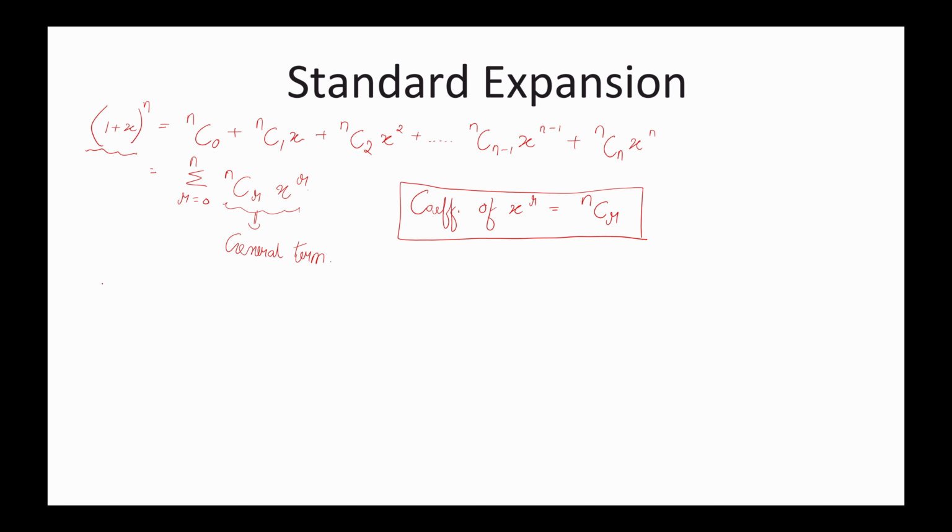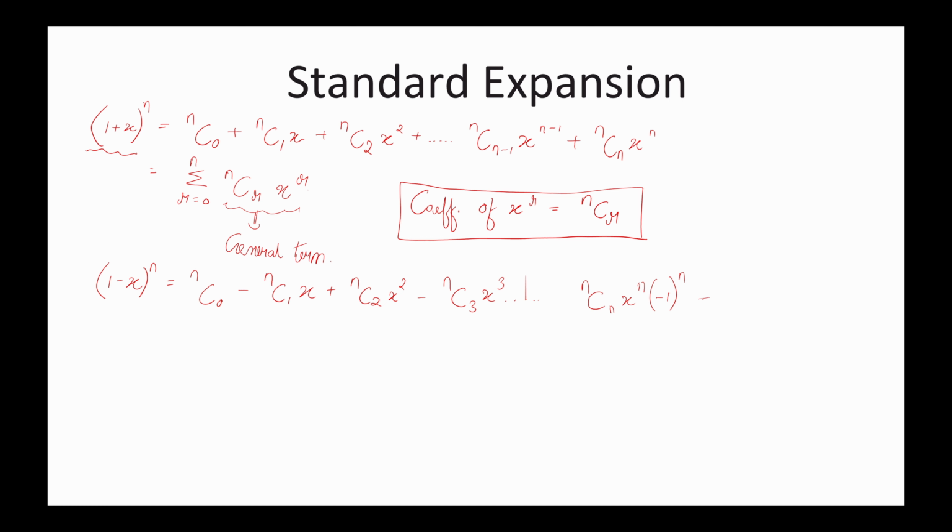Apart from this, let's say if I had (1 minus x) to the power n, how would I expand this? This would open as nC0 minus nC1 x plus nC2 x squared minus nC3 x cubed, and this goes up till the term with x to the power n. We do not know what the sign would be, and this would be minus 1 to the power n.